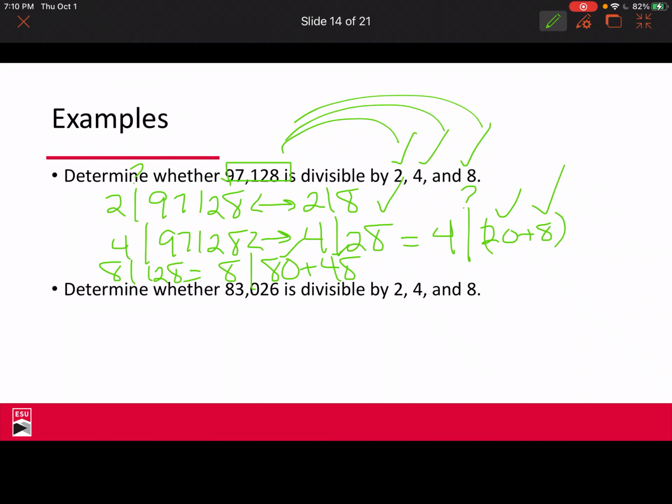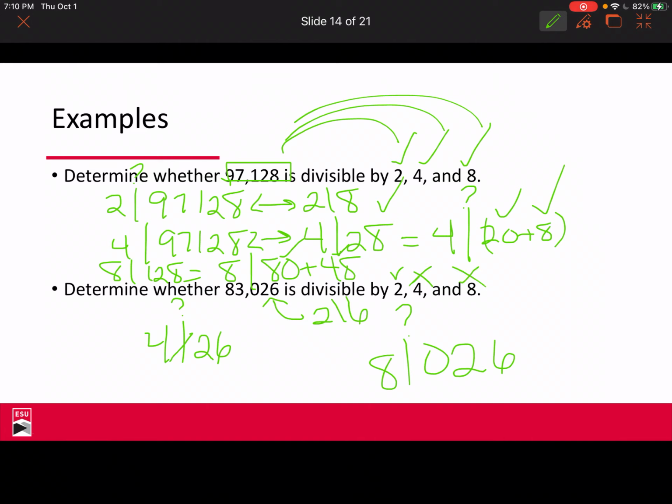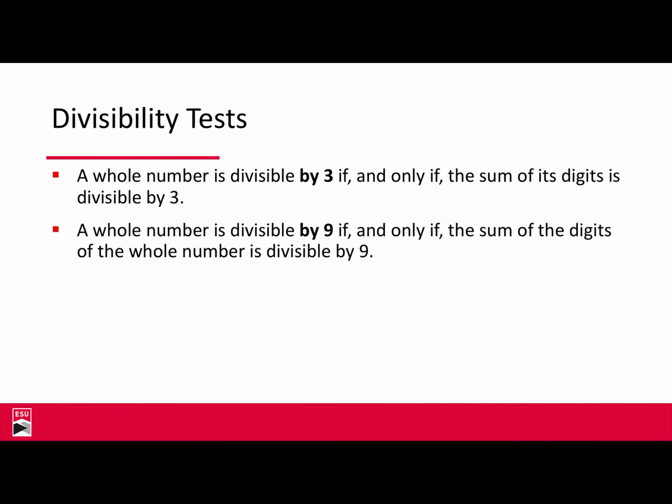Now it says determine whether 83,026 is divisible by 2, 4, and 8. Well, we know it's divisible by 2 because 2 divides 6. Does 4 divide 26? 6 times 4 is 24, 25, 26, 27, 28. 7 4s are 28. It does not divide. So yes, no, and then 8. 0, 2, 6. Does 8 divide that? 8, 16, 24. It does not. And there we go. So there's some working with divisibility.